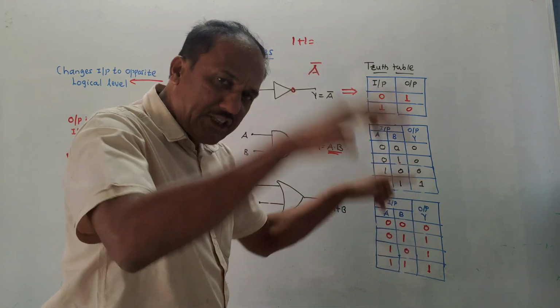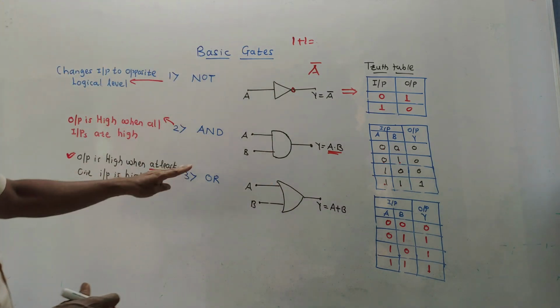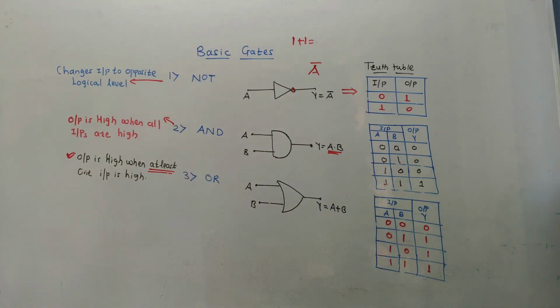The wording is at least one. Since both are high, output is high, like this. So this is the case for basic logic gates, which are NOT gate, AND gate, and OR gate.